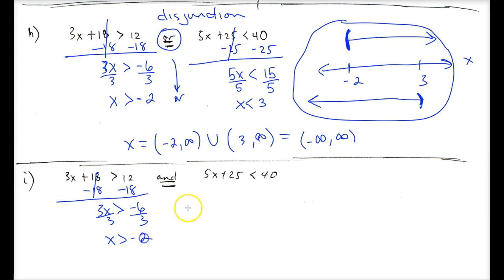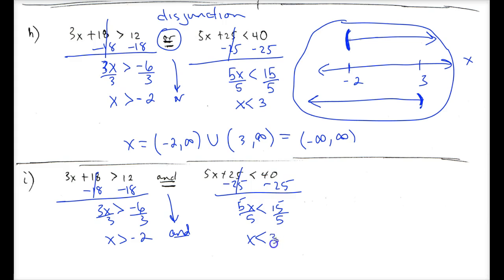So I'm just going to rewrite all this. But the difference now is the word "and". So we do all this. Let me see, we get 5x less than 15, divide by 5, and x is less than 3. So here what we want is the overlap of both of these sets, or put another way, what these two sets have in common. And so in this case, we're looking at what this set and that set have that is the same.